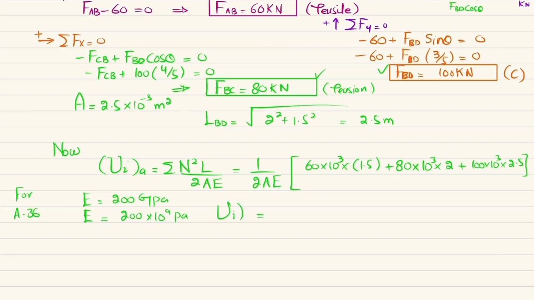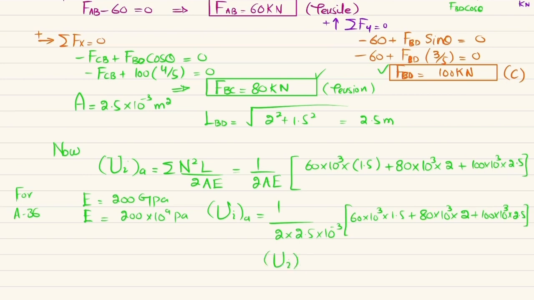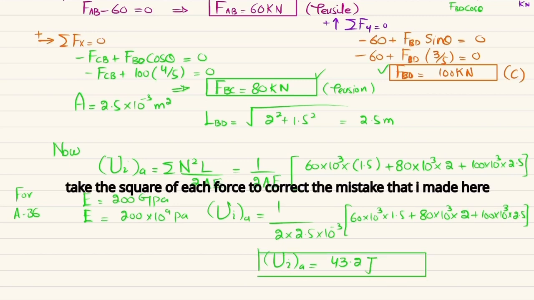So Ui, due to axial loading, strain energy stored in this truss will be equal to 1 over 2 multiplied by area 2.5 into 10 to the power minus 3, multiplied by this thing: 60 into 10 to the power 3 multiplied by 1.5, plus 80 into 10 to the power 3 multiplied by 2, plus 100 into 10 to the power 3 multiplied by 2.5. Now when you calculate it, you will get strain energy due to axial loading in the truss comes out to be 43.2 joules. So that is the answer of this question.